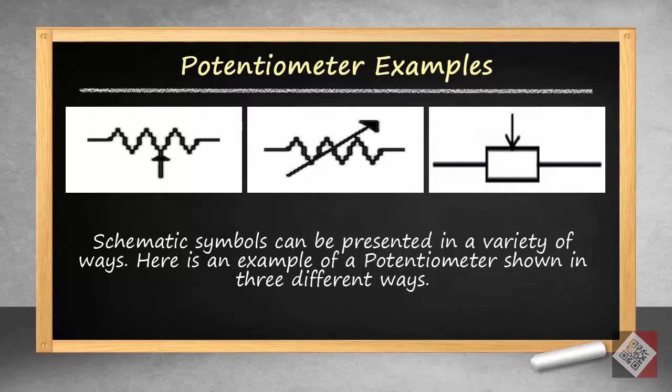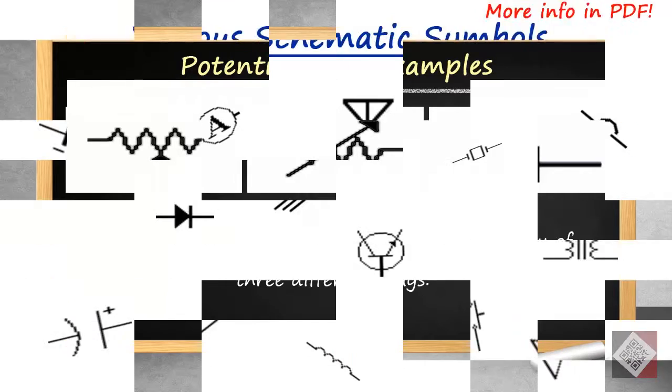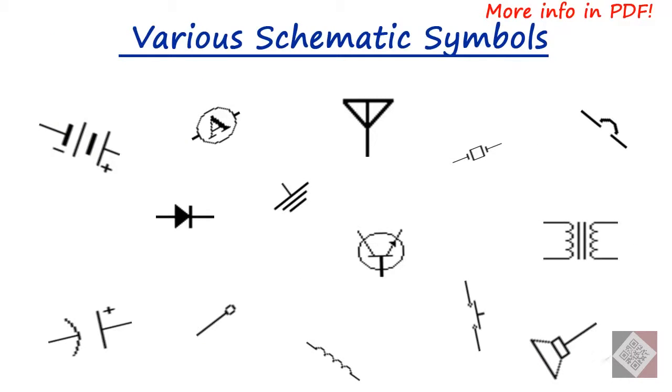Schematic symbols can be presented in a variety of ways. Here is an example of a potentiometer shown in 3 different ways. Here are some various schematic symbols.